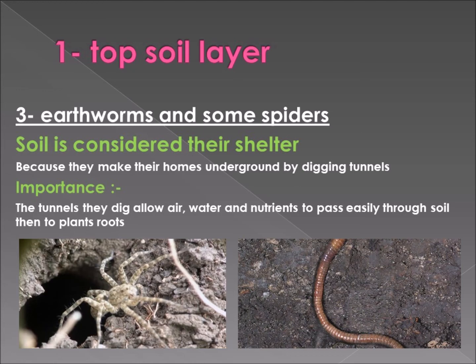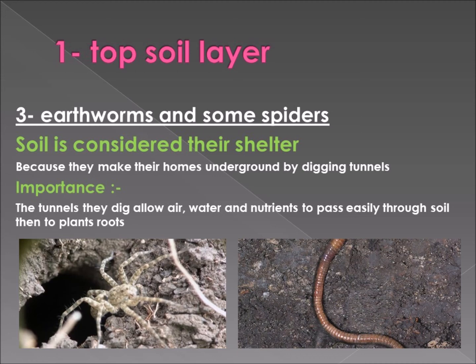Soil is considered the shelter for the earthworm and some spider. How? The earthworm and the spiders dig tunnels inside the soil. They make tunnels, and these tunnels are considered their home or their shelter. What is the meaning of shelter? Home. Okay, so the home you live in is your shelter. What is the shelter of the spider or earthworm? Digging a tunnel inside the soil.